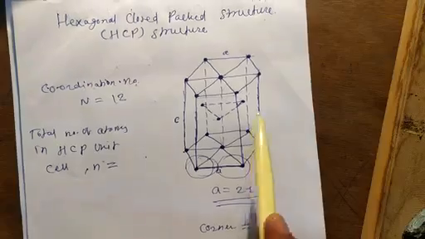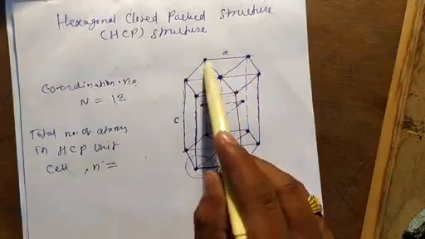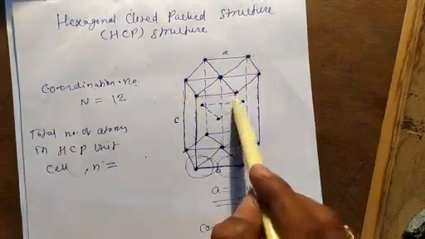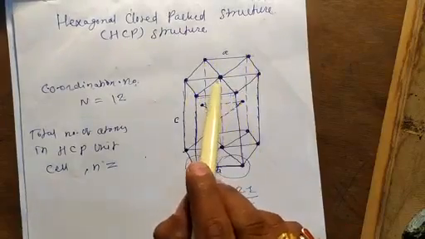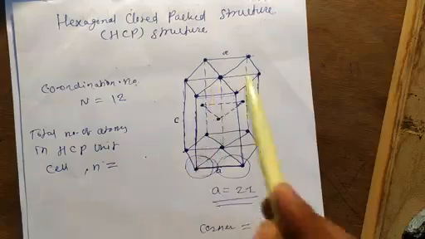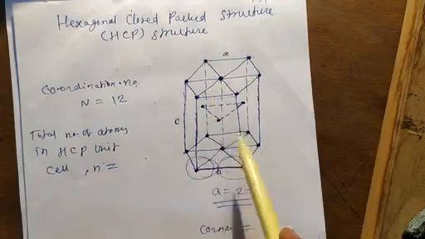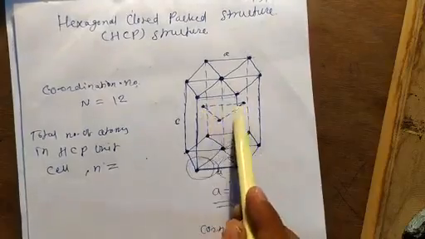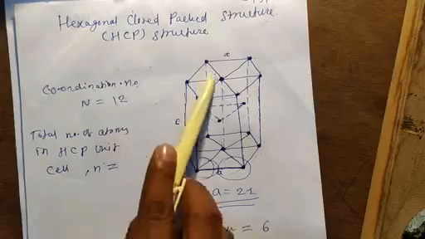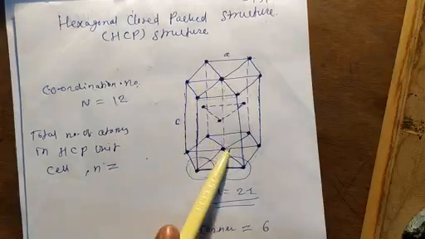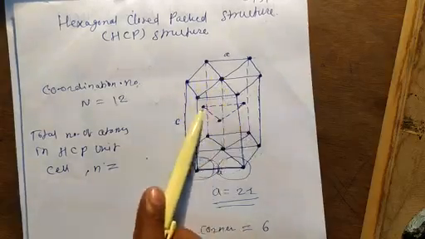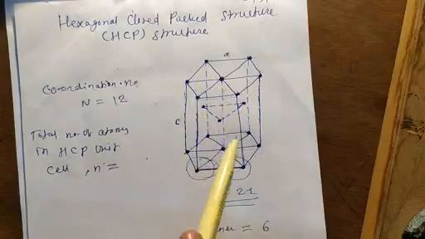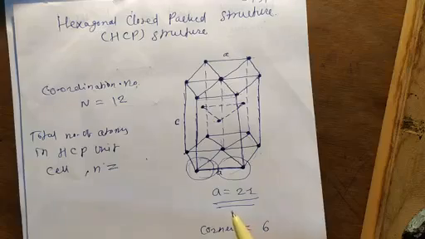Now in this structure, there are 6 corner atoms at one face and one face center atom. Similarly, on the face below there are 6 corner atoms and one face center atom. And these 3 atoms are completely internal, at the middle of these 2 faces, completely inside this unit cell.